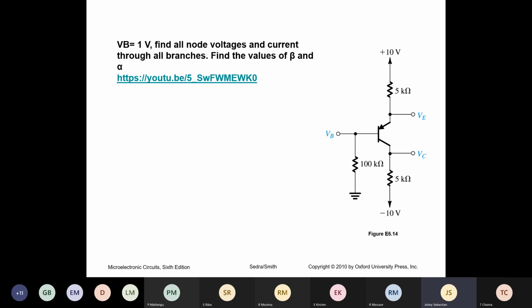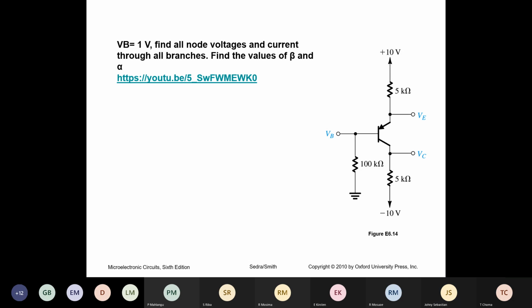This is a PNP transistor. At the N, you have 1 volt. At the P, if this BJT is conducting, it must be 0.7 volt more. So voltage at the emitter is 1.7 volt.